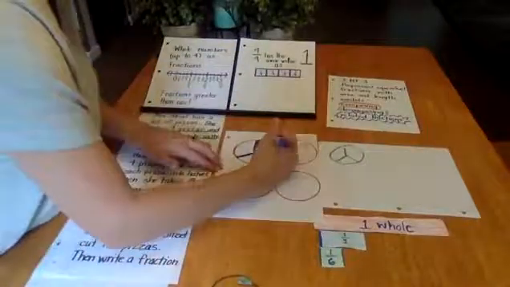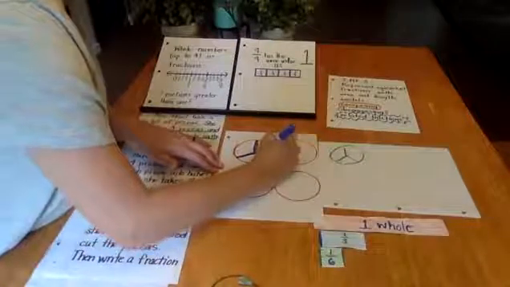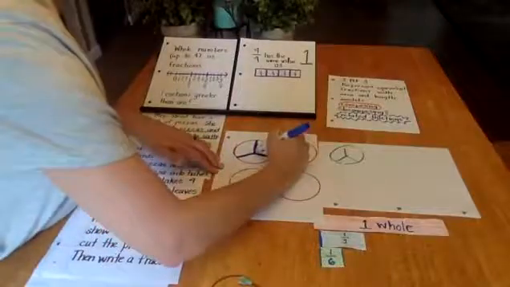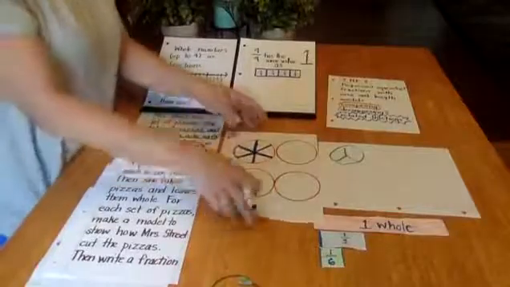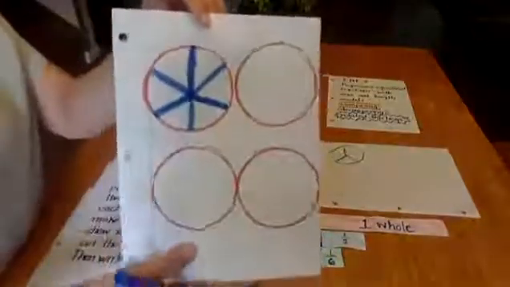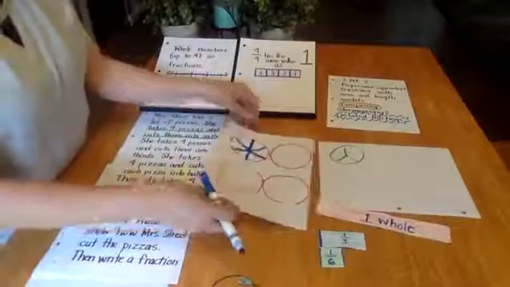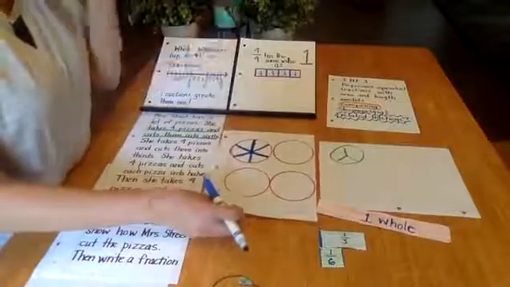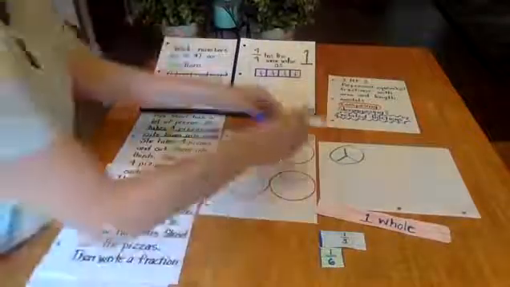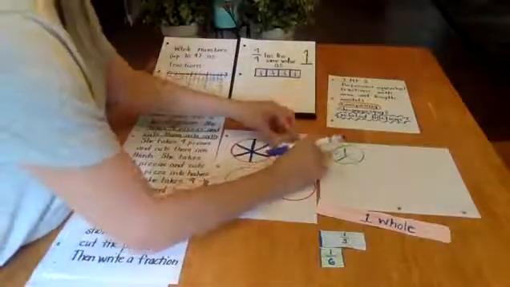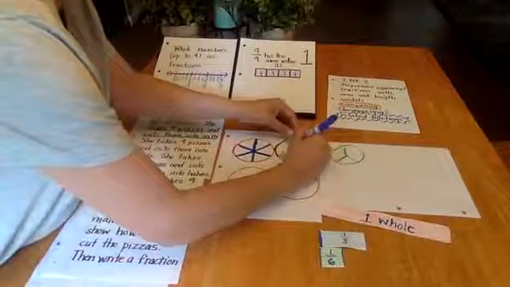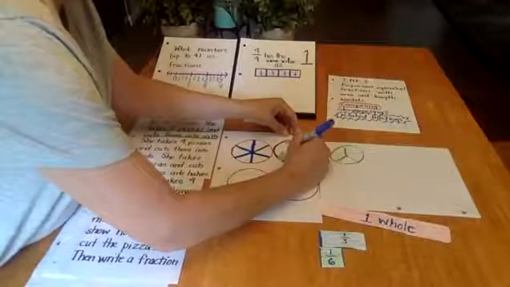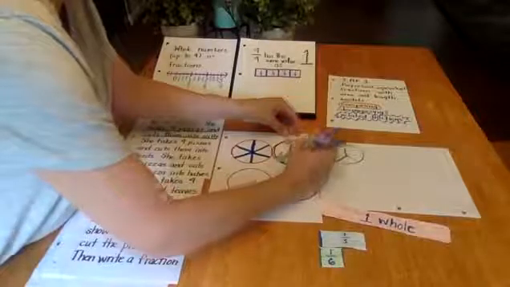So I'm going to now partition these into half, half, and half. And again, it doesn't have to be perfect, okay? So I have 6 equal parts. Now I'm going to do that on every single one of my pizzas. She took all 4 pizzas and partitioned them into 6.